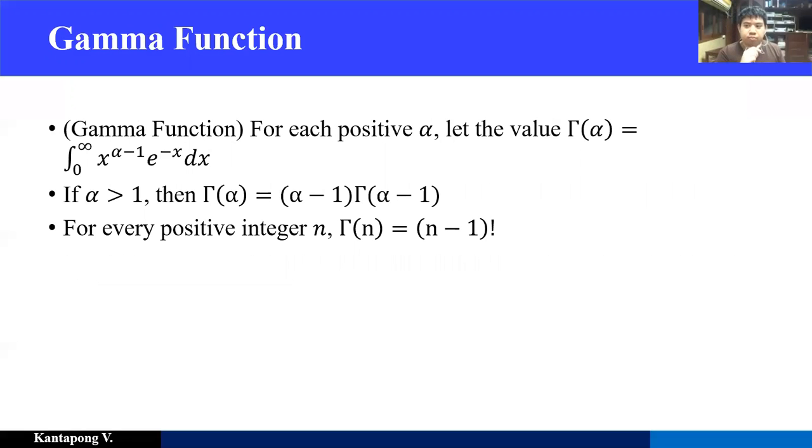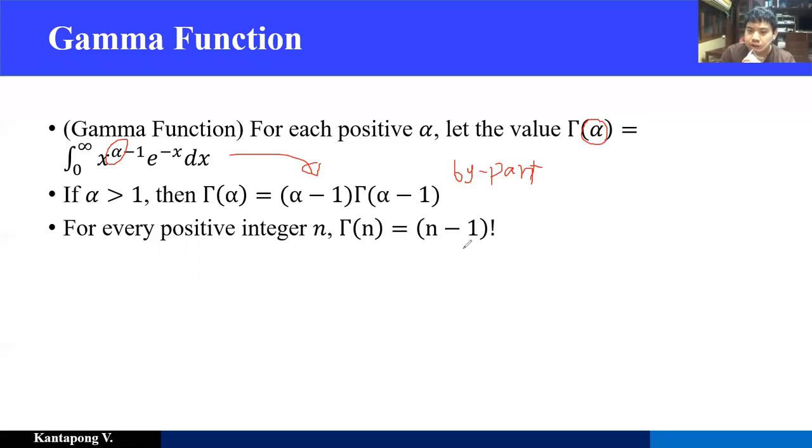This is the gamma function. The parameter is alpha, and this is the definition. Gamma of alpha is (alpha minus 1) times gamma of (alpha minus 1). I think you're going to use integration by parts. There is nothing about probability here. So I use integration by parts, and you can get this one.